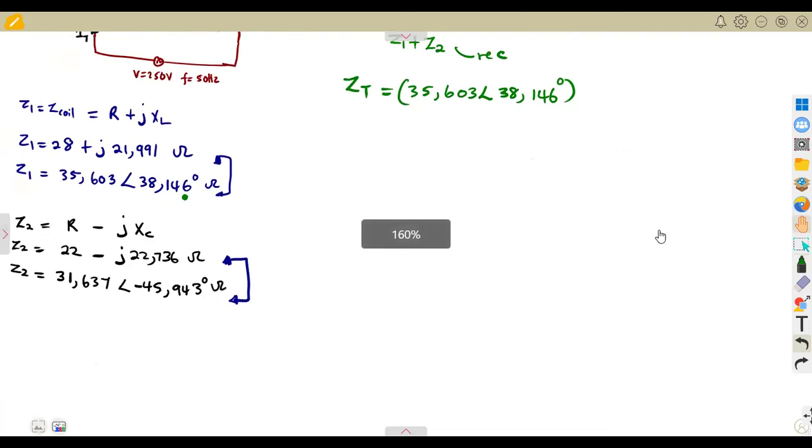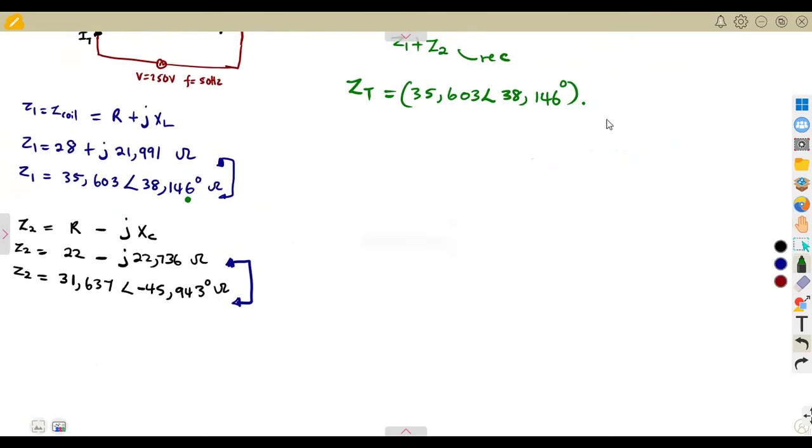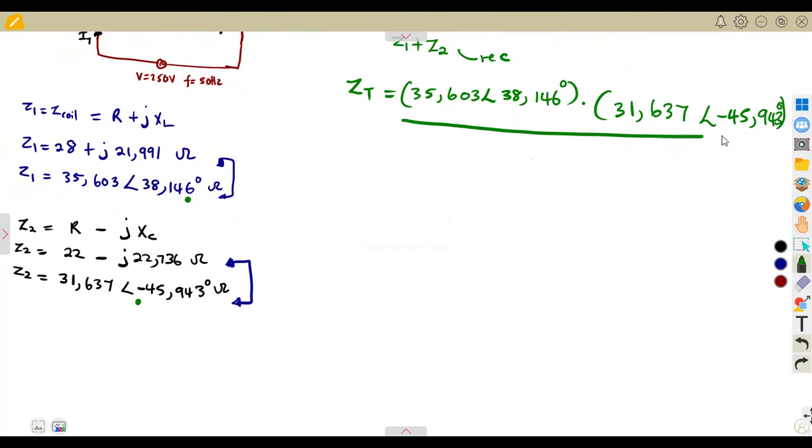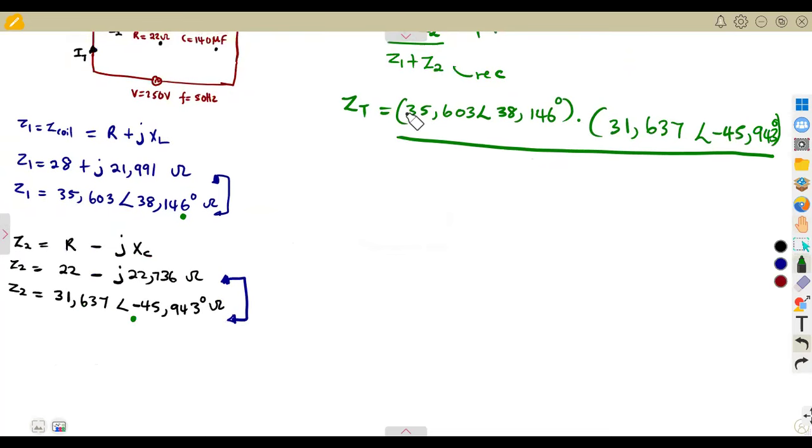Let's consider our Z2 in this case, the product in polar form. Again, take your Z2, that is 31.637, then the angle was minus 45.943 degrees. All right, so this is it. You divide, what are you dividing to? Z1 plus Z2, the sum, which is best to have in rectangular form.